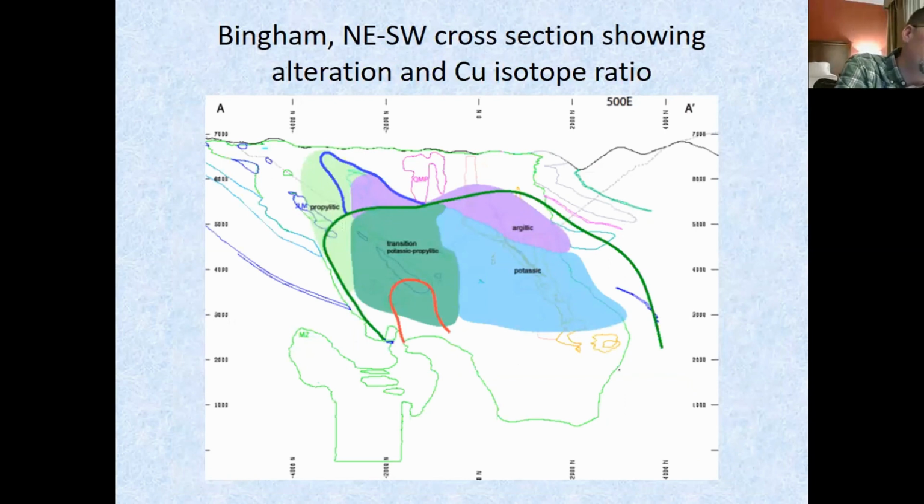She did the same thing in Bingham. And so here, she changed the color scheme on me, but in the center where it's red, where the low copper isotope values are, this is a cross section. And then in the green, that goes up to about 1 per mil, and then the blue on the top, the propylitic, goes to about 1.5 to 2 per mil. And you see the same sort of pattern going from light to heavy at Bingham.